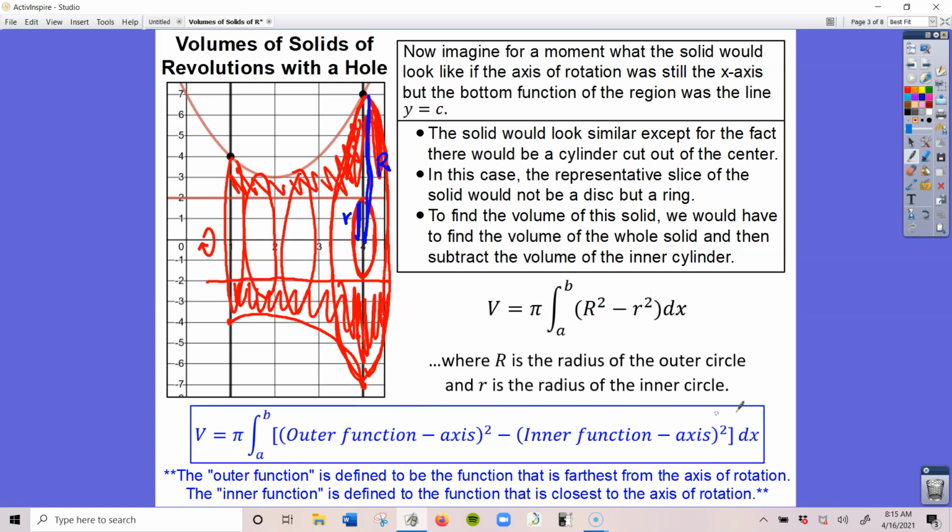To put this more plainly in a formula that you may refer to, it's the outer function, always the outer function first, minus the axis of rotation, squared, because that's our big radius, minus the inner function minus the axis of rotation, squared. So that's big R squared minus little r squared. And of course it's squared because this is the area of a circle, which is pi r squared.